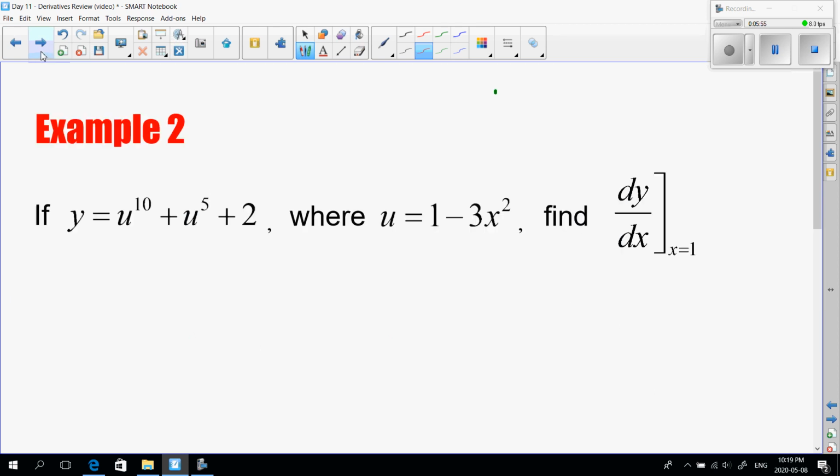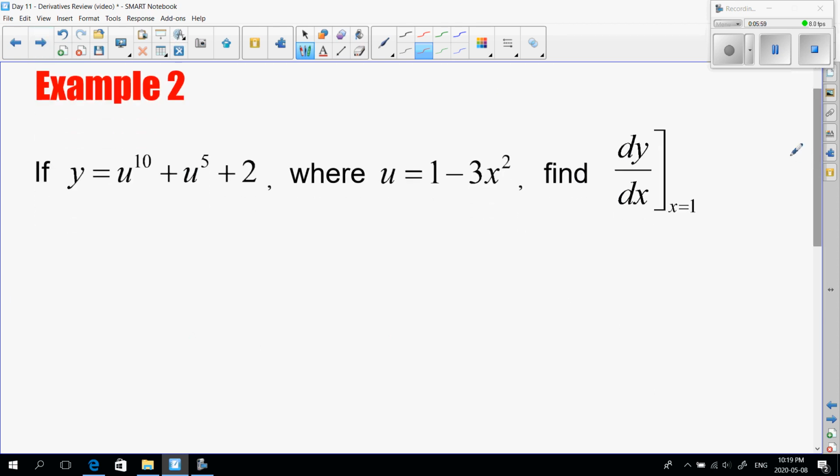All right, on to example 2. Now, this one, there's a couple ways to do this. I'll show you one. You can check the other. On the next slide, you can choose which one you prefer. All right, with example 2, they tell us two functions.